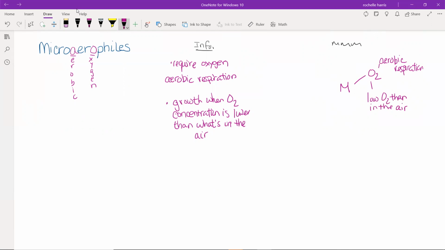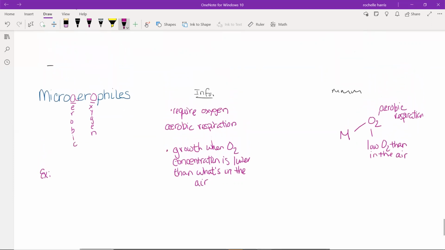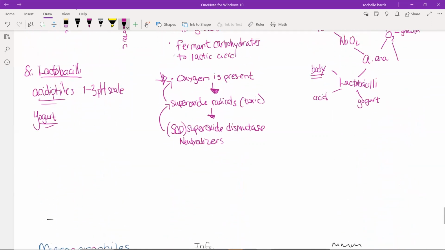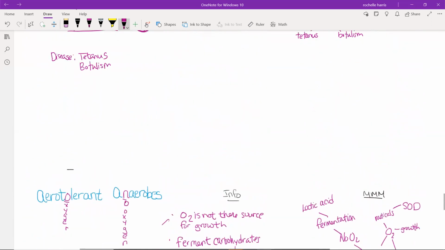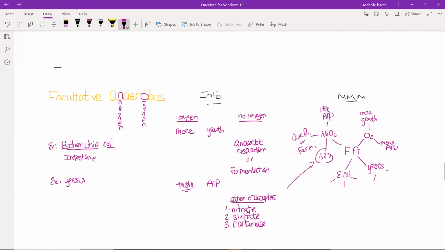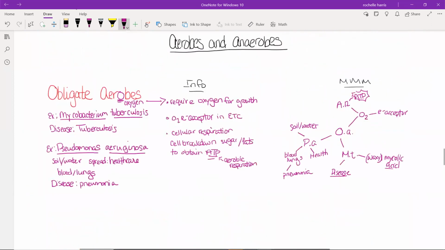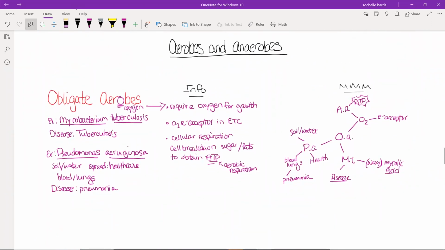And I didn't get an example for this one, but I will have it in my notes, because I will give you my notes so that you can review this, and I'll come up with an example for this one. But you guys have the gist of it for our anaerobes and aerobes.